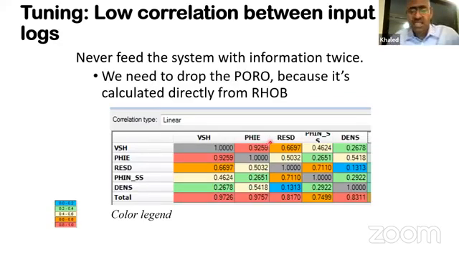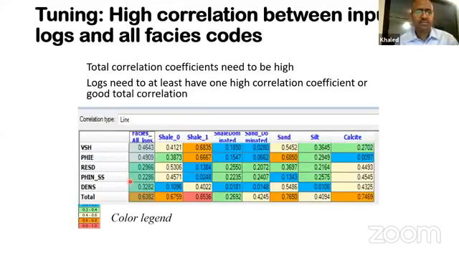If, let's say, for example, you have a good correlation between neutron density and resistivity, you see 70%. This one, you can keep, even though the correlation is high, because physically it is not the same. This one is electrical, this one is neutron. So if the correlation is very high, but the measurement is not the same, keep both inputs. But if the input is calculated from another input, please try to select one of them only. That's the first one. Don't feed the system with the information twice.